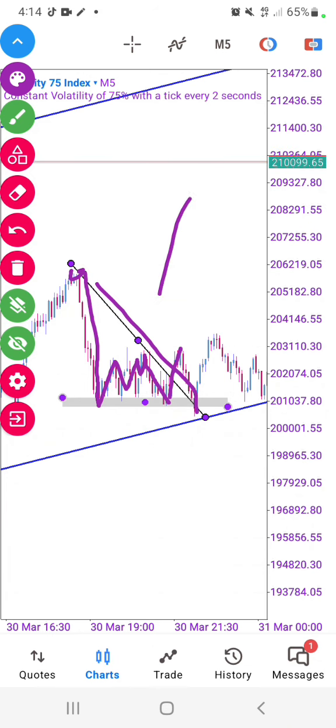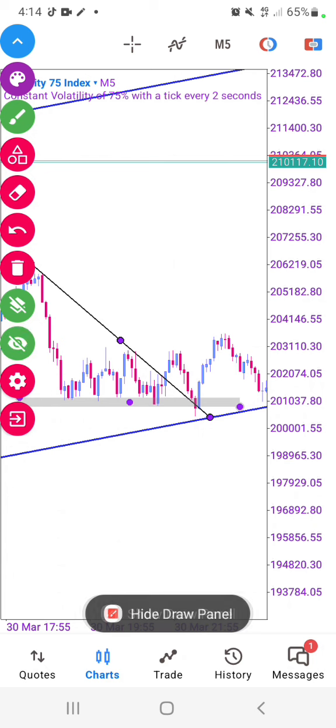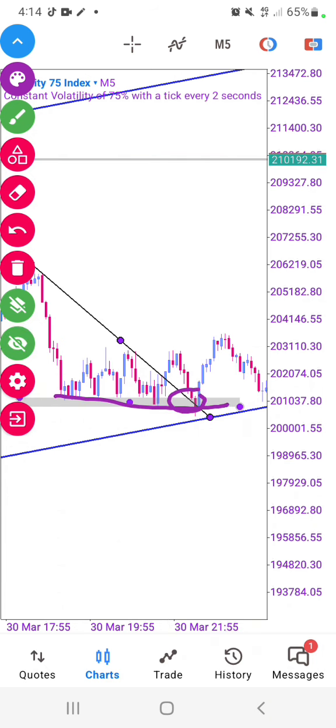Remember, we have to wait for the market to break, come back and make a retest. So you can see at around this area is when the market came back to make a retest on our trend line and our support zone.